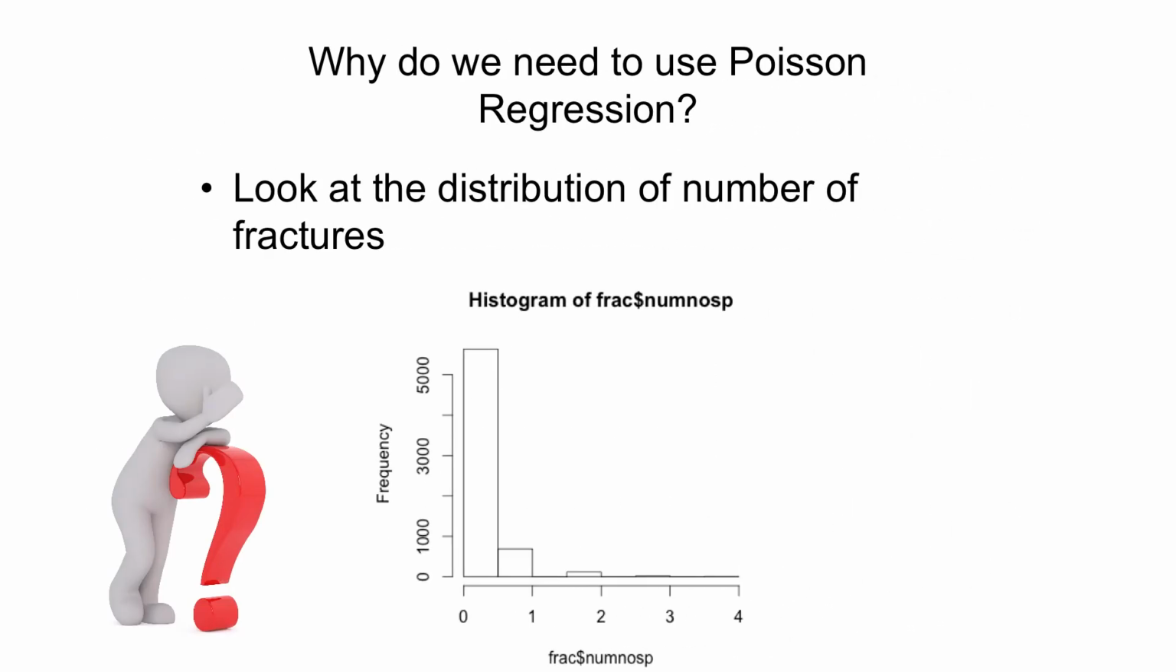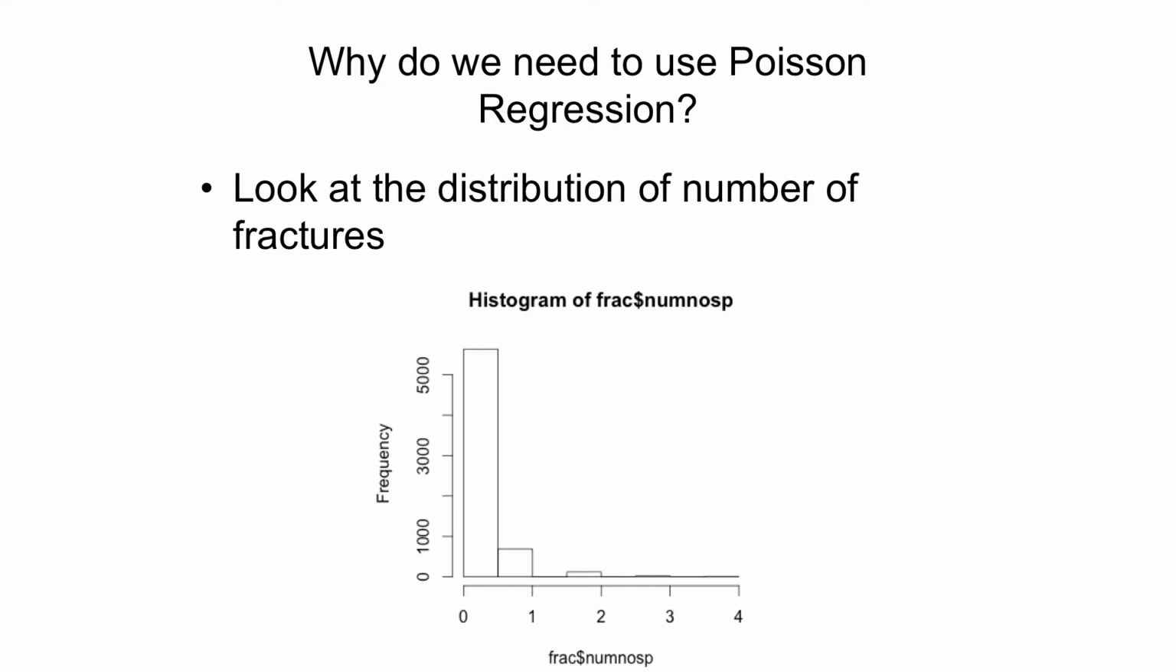So why do we need to use Poisson regression to model the rate of fractures? We can see that the distribution of number of fractures follows a Poisson distribution, not a normal distribution. So most individuals have 0 or 1 fractures, and very few have 2 or more. Also, as I mentioned, there are differences in follow-up time for study participants that we need to account for.